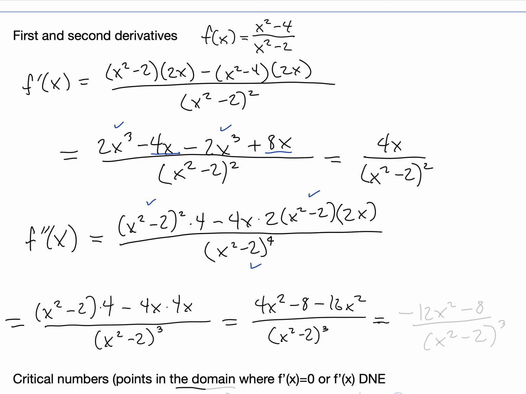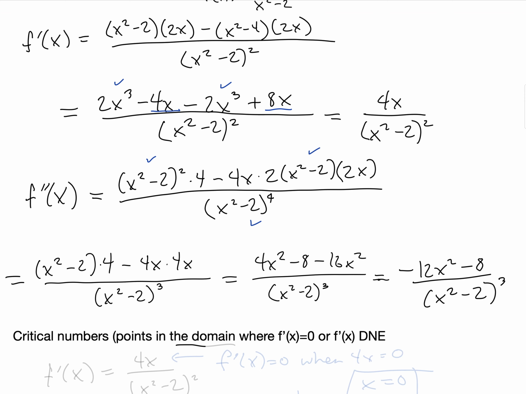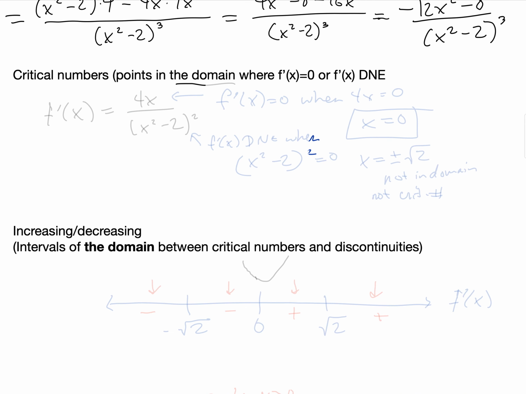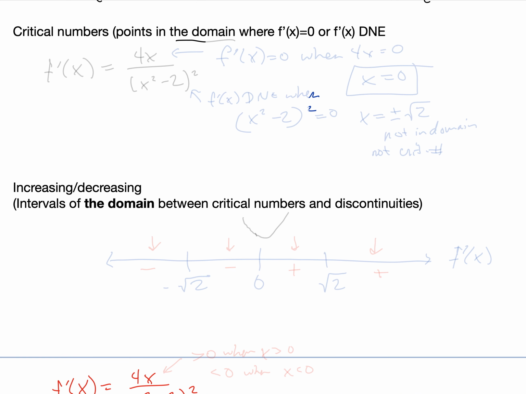And one more simplification, we can combine the x squared terms, and so now we've got negative 12x squared minus 8 divided by x squared minus 2 cubed. So that is our second derivative in simplified form. Now for critical numbers, points where the first derivative either equals 0 or doesn't exist, points in the domain where that is true. So we saw that our first derivative, f prime of x, was 4x divided by x squared minus 2 squared.